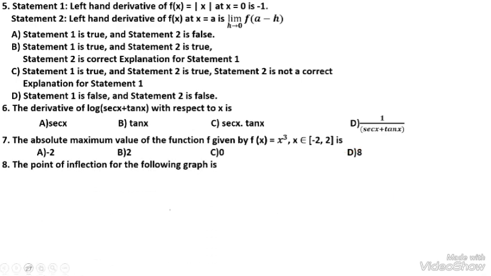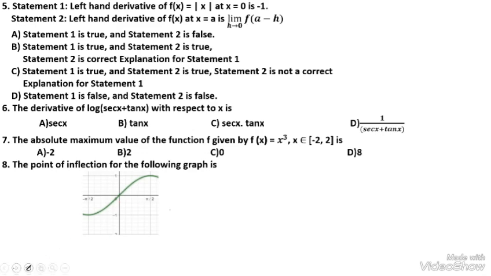Okay. Next, the point of inflection for the following graph. We have to observe the following graph. When we observe, the point of inflection means the middle point, where the graph changes from decreasing to increasing. The middle point of the graph is called the point of inflection.